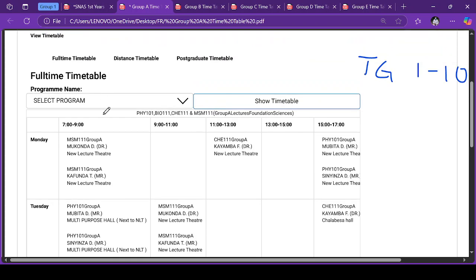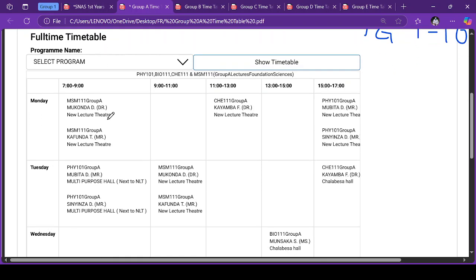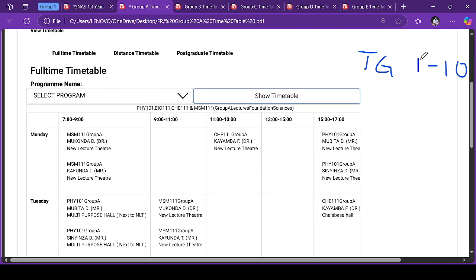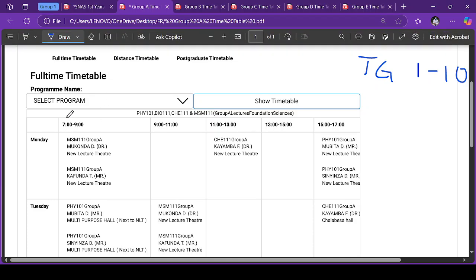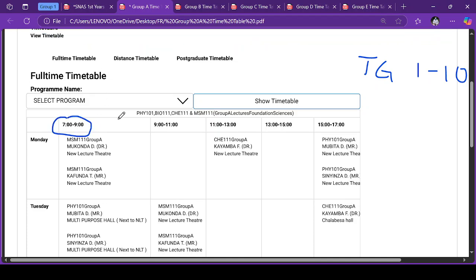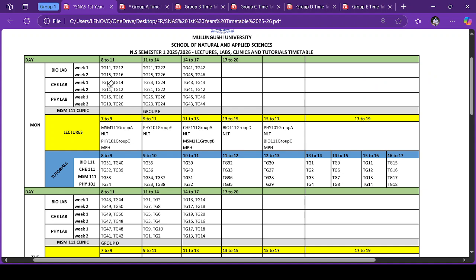So now, I was explaining that for group A, you can't have a lab here. You can't even have a tutorial. If it happens like that, then it was just an error, just a mistake. We can even confirm. Let's check group 1 to 10. What is happening from 7 to 9 for group 1 to 10?